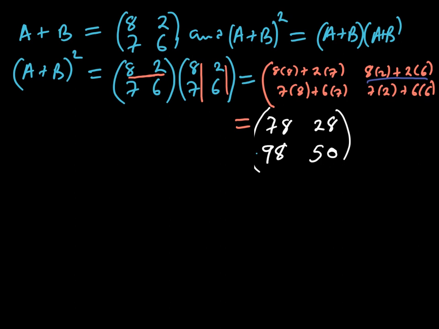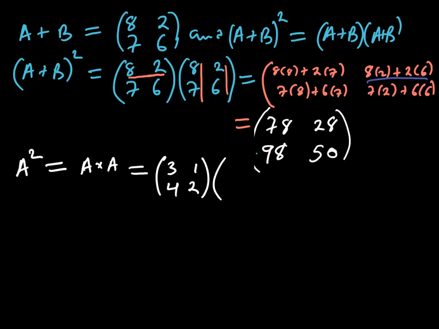So to begin with, let's compute A squared. Let me write a formula for it so you understand what I'm talking about. It is A multiplied by A. Get matrix A and multiply it by itself. Do not attempt to square entries of A. That's wrong. So this is 3, 1 and 4, 2, multiplied by 3, 1, 4, 2. Same thing.